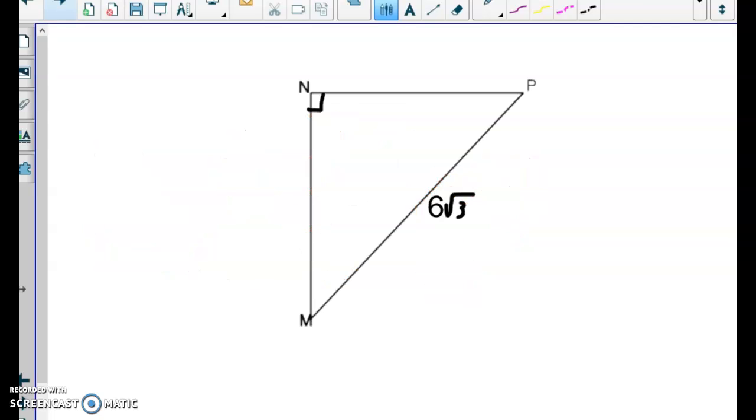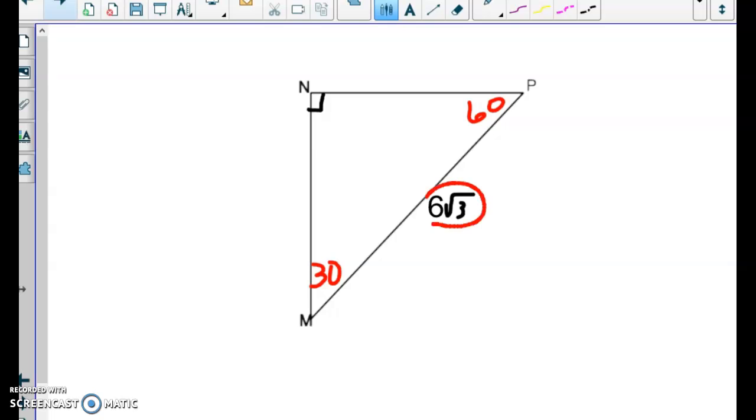Here's the hypotenuse, and I'm going to call this the 30 and call that the 60 because they kind of look the same to me. Maybe I'm wrong. Well, maybe it's a 45. I don't know. But since it's a 30, 60, 90, labeling it like this is safer.